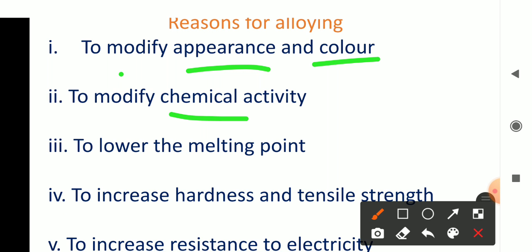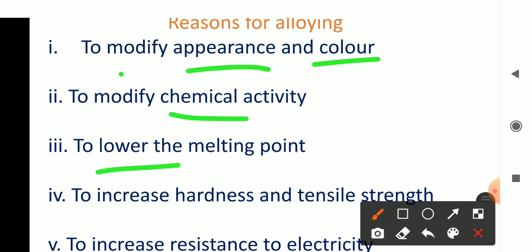Then secondly, to modify the chemical activity. The chemical activity of a metal is increased when it is alloyed. When a metal is doped with other metal, we get alloy. And in alloys, the chemical activity is more than that of the pure metal. Then third reason is to lower the melting point. Generally, metals possess higher melting point, but when the metals are converted into alloys, what is reduced? The melting point is reduced.